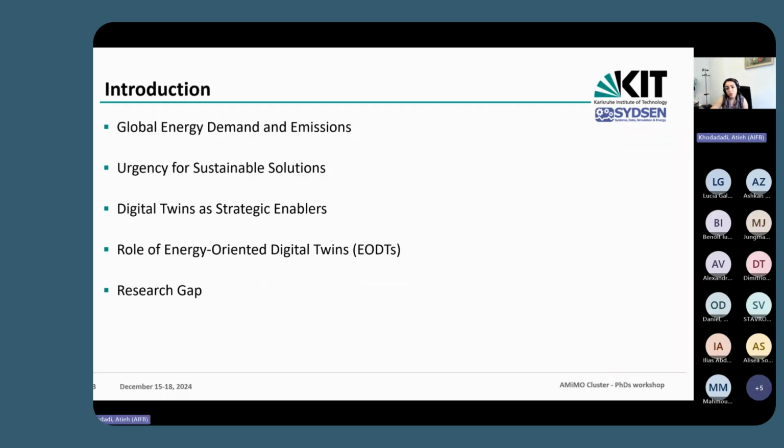Focusing on energy-oriented digital twins, we see digital twins as pivotal in driving energy efficiency. Energy-oriented digital twins, or EODTs, utilize real-time data to understand the energy-related behavior of the system and then enhance the system's energy efficiency. Despite the broad application of digital twins across various manufacturing domains, adoption of digital twins for improving energy efficiency remains limited, and in our research we focus on filling this gap by advancing the functionality and integration of energy-oriented digital twins, and also enhancing the energy efficiency of the system.